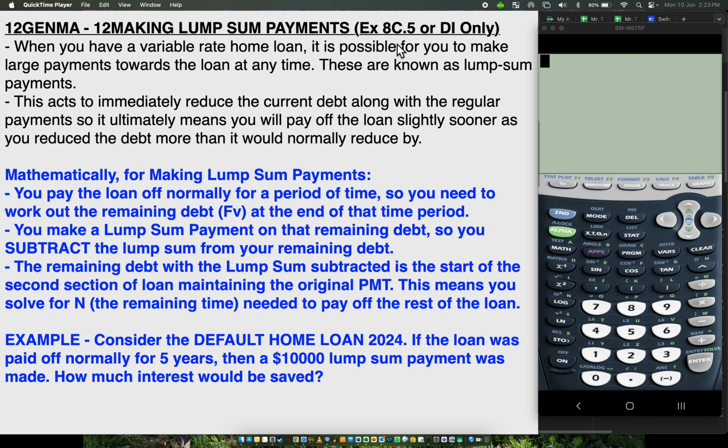So here you are either doing exercise 8C.5 on the timeline for extra practice, or you're just showing your understanding of this strategy with the DI only. Do so at your own risk.